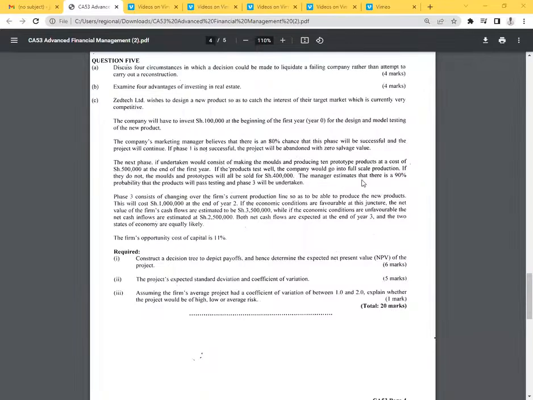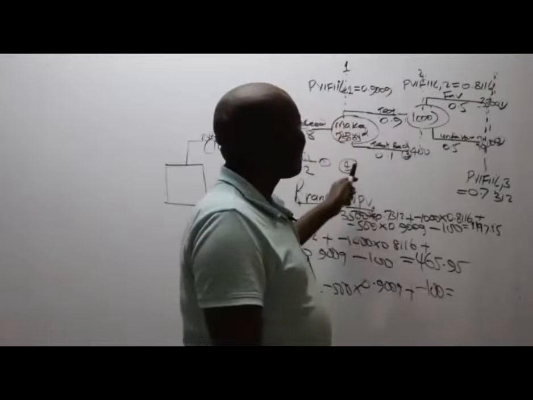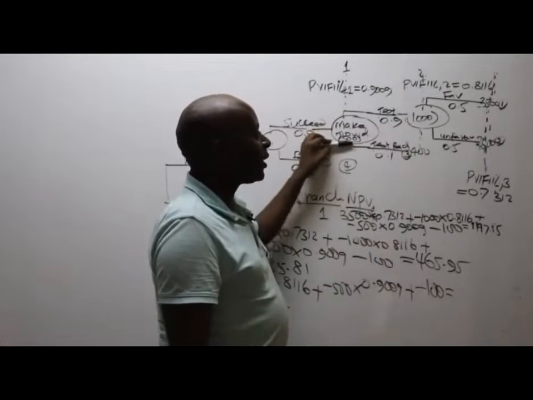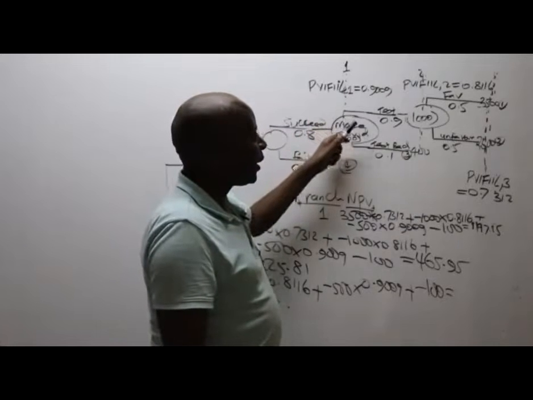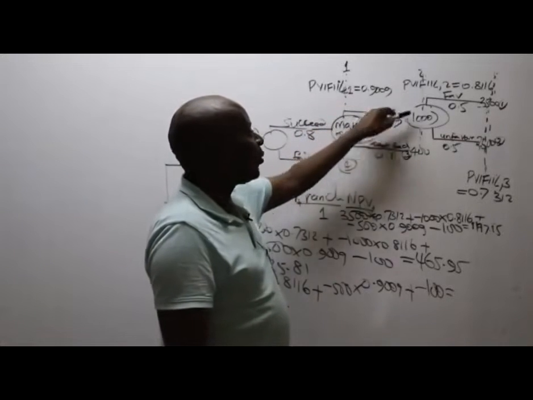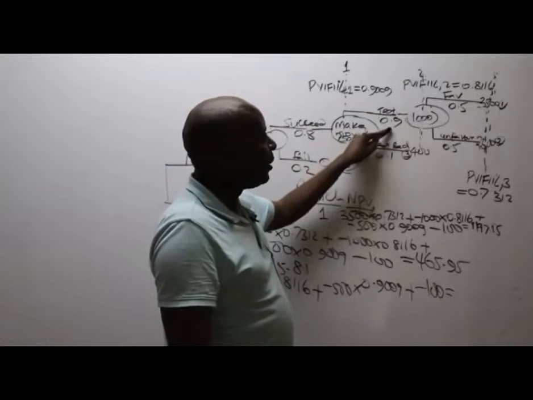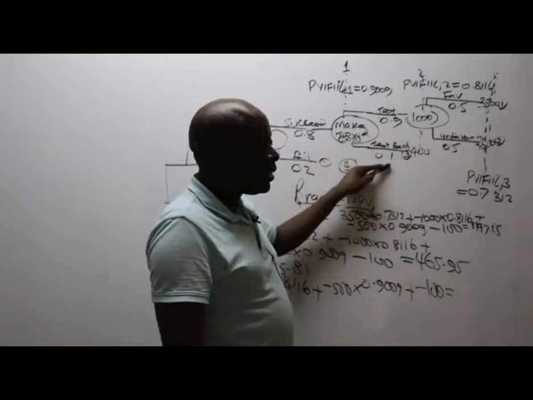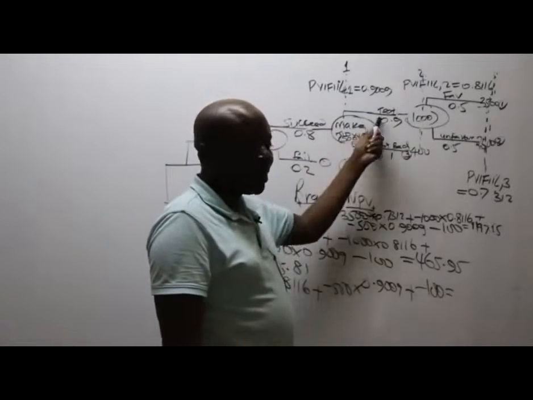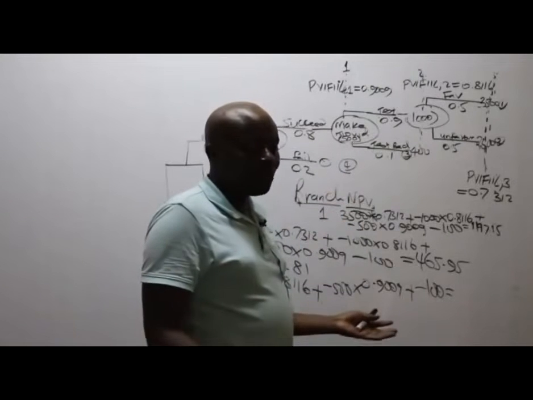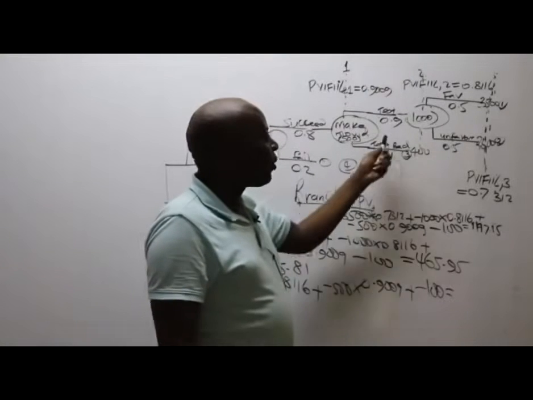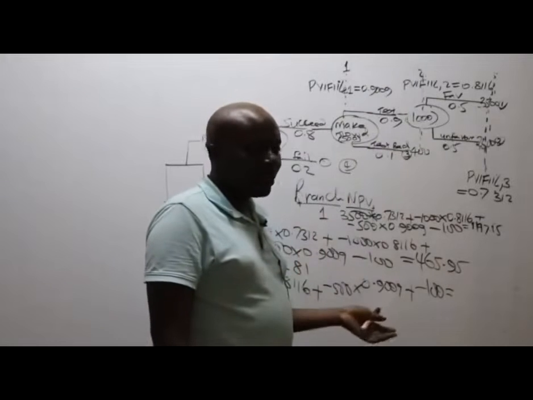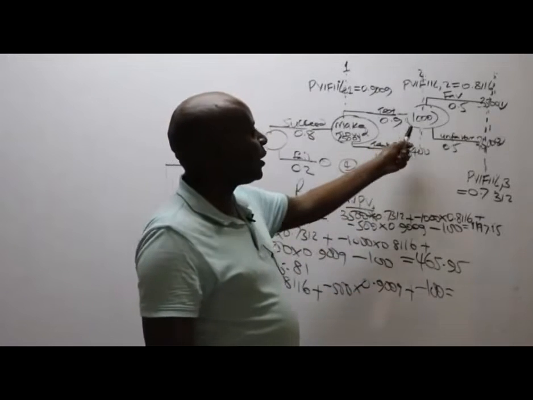The manager estimates that there is a 90% probability that the product will pass the test and phase 3 will be undertaken. So meaning, ladies and gentlemen, that if we make the molds, there are 2 possibilities. We would either pass the test, that is testing well, with 90% probability, or we fail. With what probability? 10%, because 0.9 and 0.1 will always add up to 1. So when I know one of them is 90%, the other one must be 10%. The same case with this.